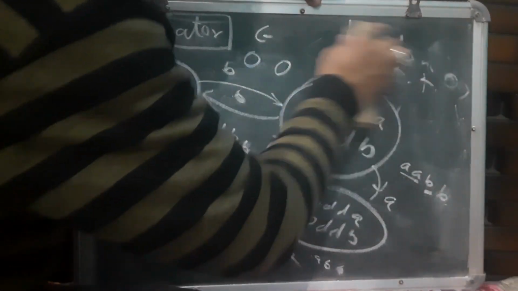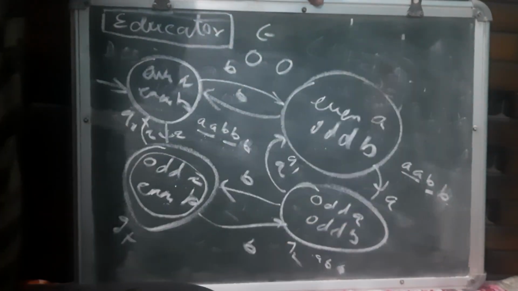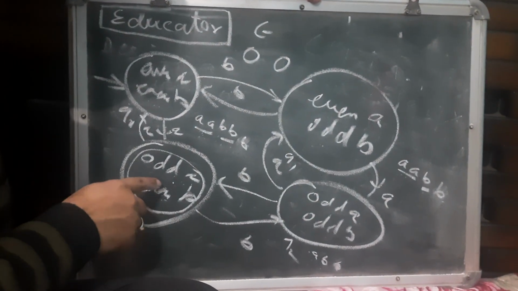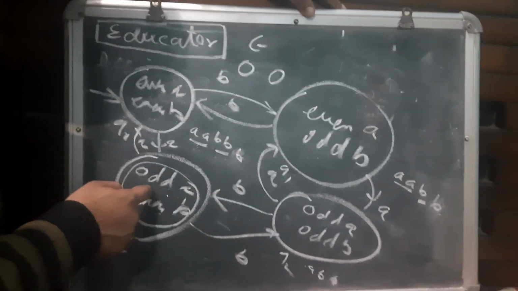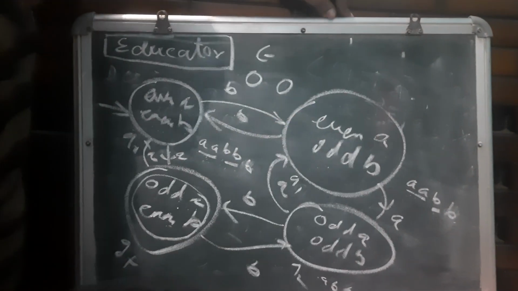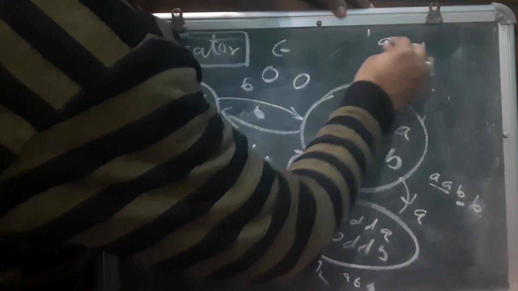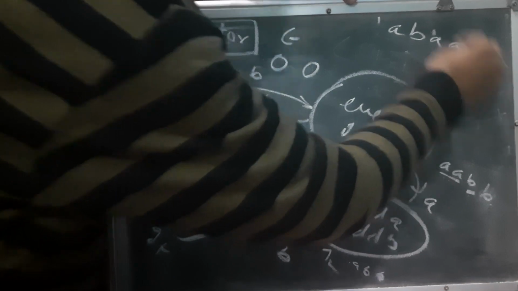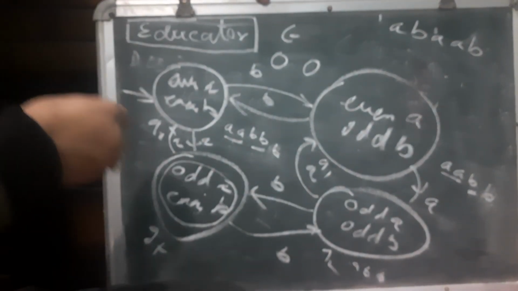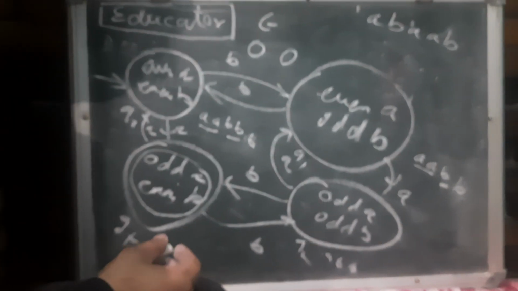Let us take one string which should be accepted by this automata. An accepting string will be one which reaches the state odd A, even B. Odd A, even B means A, B, A, B. So this should be accepted. Let us check whether this string is being accepted by this automata or not.